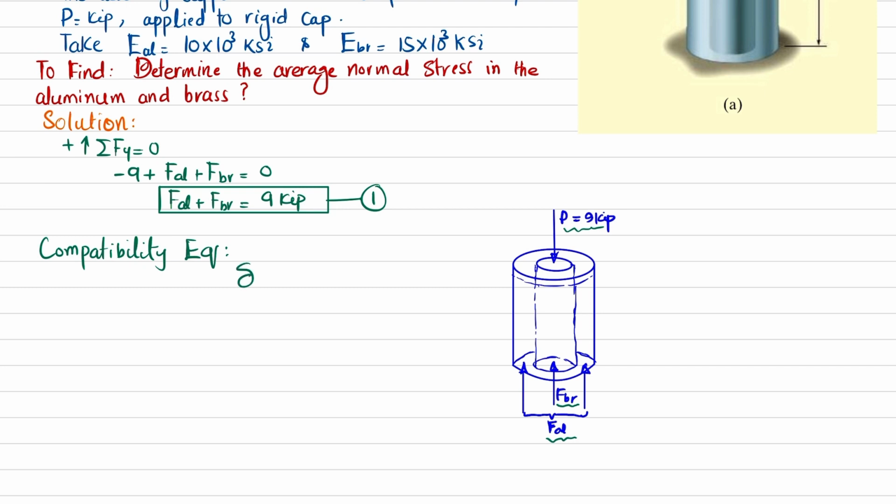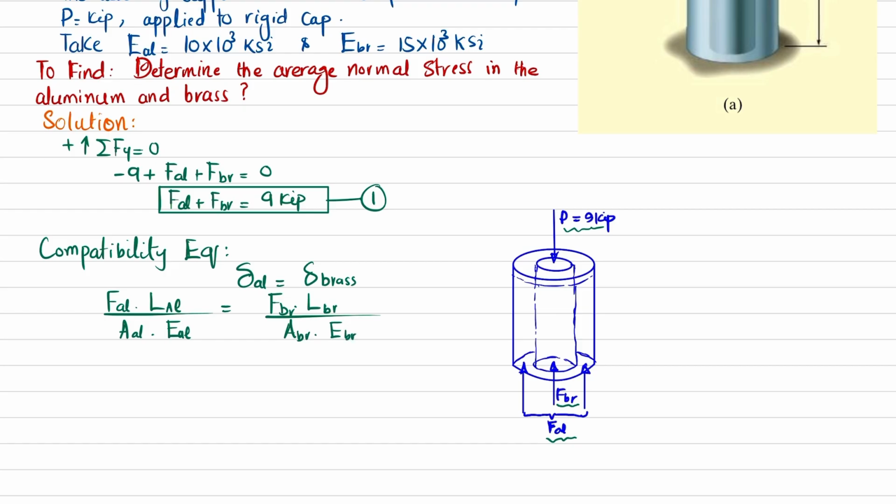the displacement of aluminum is equal to the displacement of brass. So we will write the equation for both. For aluminum it will be F of aluminum into length of aluminum divided by area of aluminum into E of aluminum, and that will be equal to F of brass into length of brass divided by area of brass and modulus of elasticity of brass.